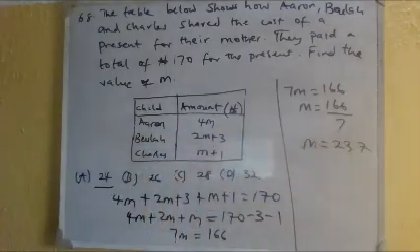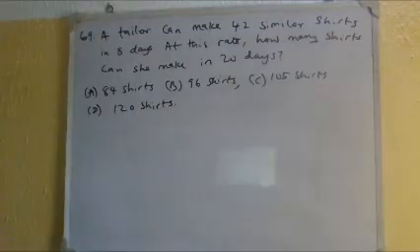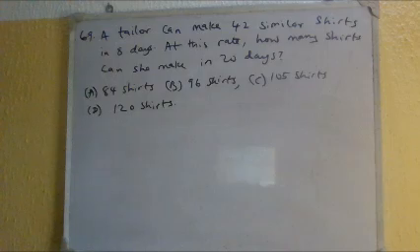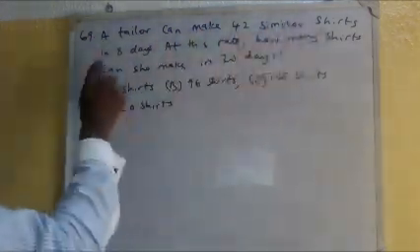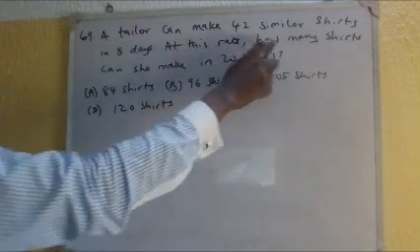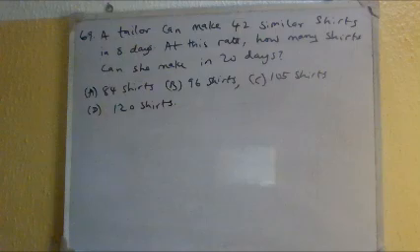So we go to the next question, number 69. Okay, so we have this on the board. It says, a tailor can make 42 similar shirts in 8 days. At this rate, how many shirts can she make in 20 days? So we are looking at number of shirts and the days. So there's a relationship between them.